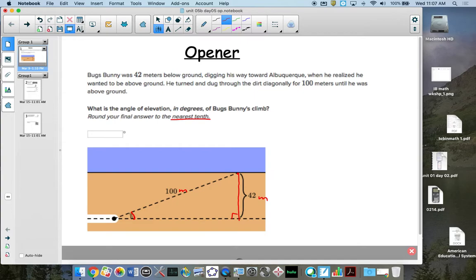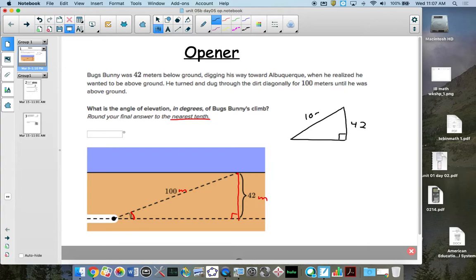We want to make sure we're in degrees, and it says rounded to the nearest tenth. So this is no different than if you opened up the notes and saw this as a problem: find the missing angle. It's the exact same problem. So when you see these different word problems, just translate it into, oh, I just have a right triangle and they gave me some of the information.